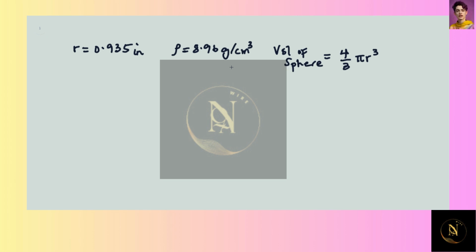In problem number 5 of chapter 1, Intro Chemistry, Structure and Properties, we're told a copper sphere has a radius of 0.935 inches. We're asked to determine the number of atoms that this sample contains.